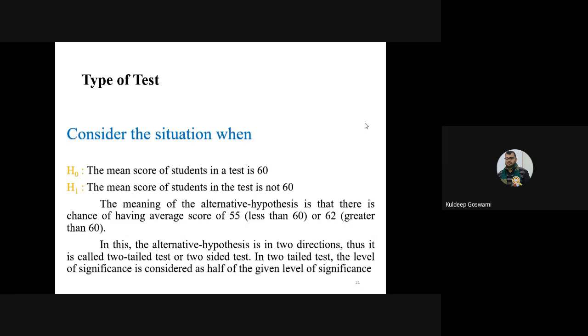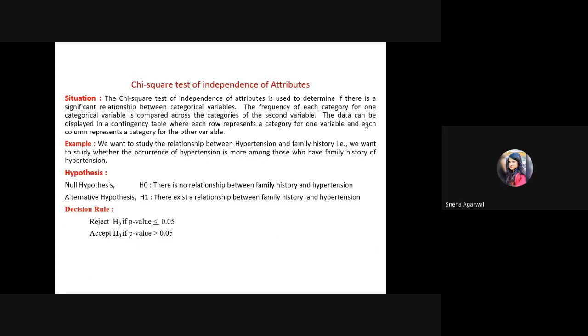So there are some situations given where we can use this kind of testing procedure. So I have a question. Yeah, definitely, you can ask. In the chi-square test of independence of attributes, there should be only two categorical variables, right, sir? No, it is not necessary. There can be more than two, sir?